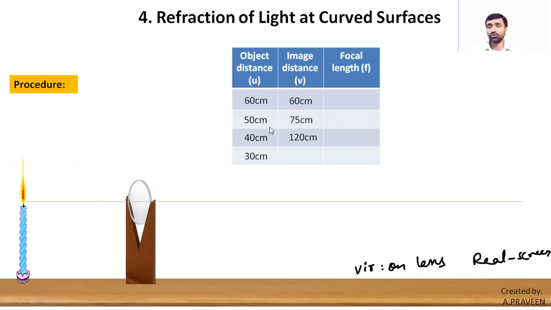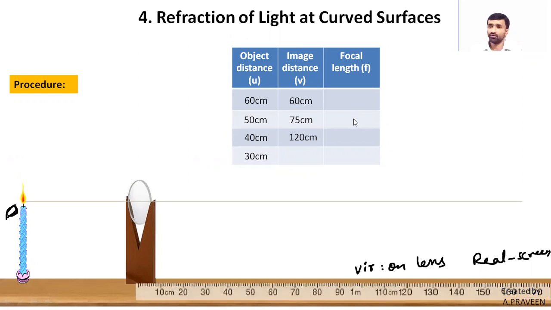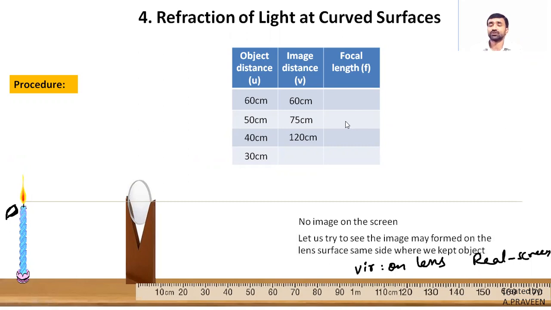So in this case, what to do? We have to observe on the surface of the lens, from this direction. Did you see any image on the screen? Sorry, on the surface. In this case, we did not see any image on the screen or on the lens. Let us try to see if an image is formed on the surface of the lens on the same side where we kept the object. So no image. So what can we write here?